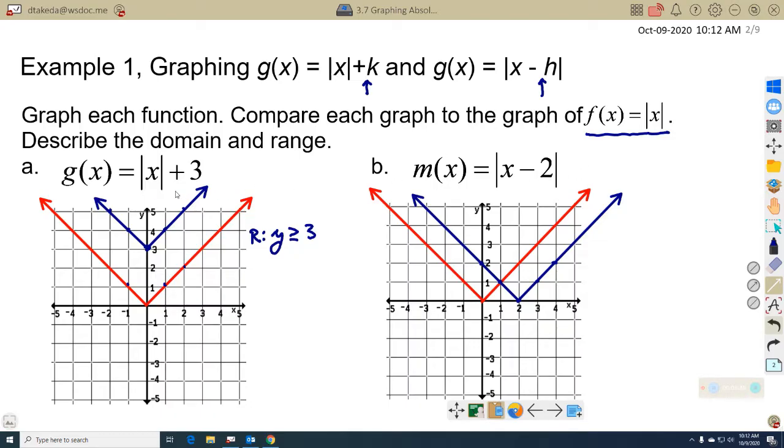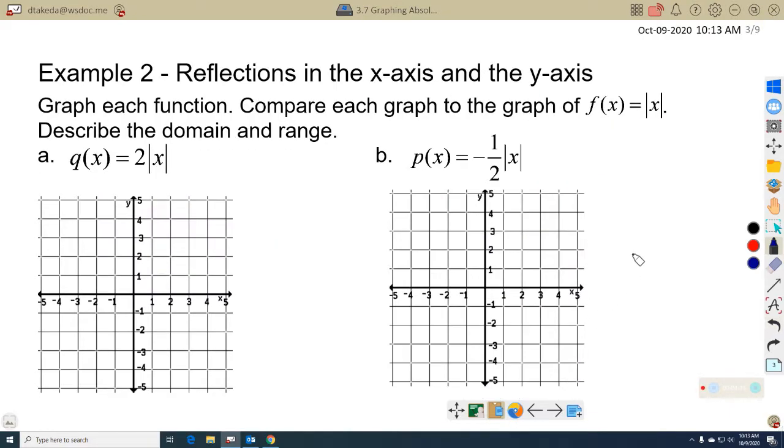Now I didn't write these down on this one. This is a vertical translation 3 units up. This is a horizontal translation 2 units to the right. And as far as domain and range goes, domain and range remain unchanged. Domain is still all real numbers. And the range is still y is greater than or equal to 0. We didn't affect the range because we're translating horizontally. Okay, let's take a look at the next example.